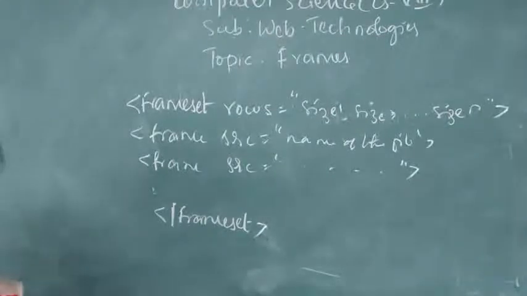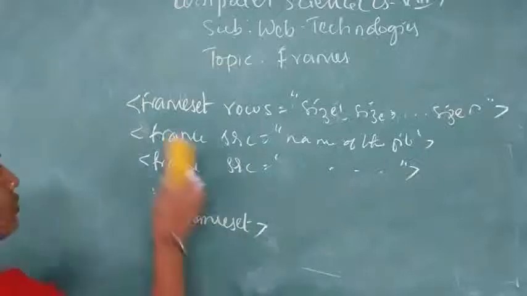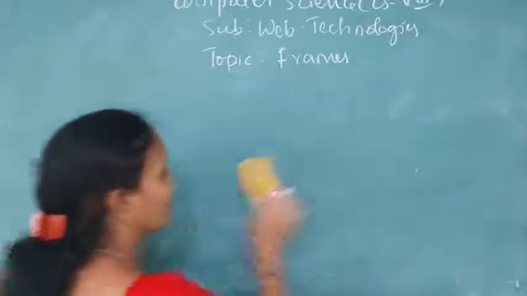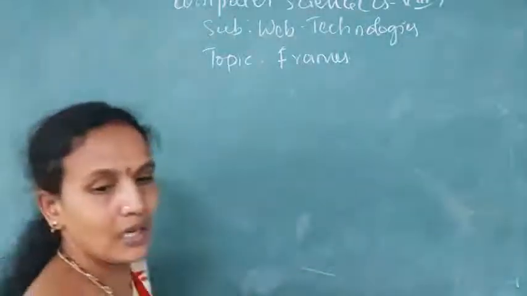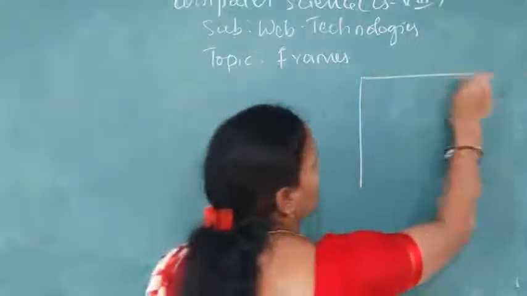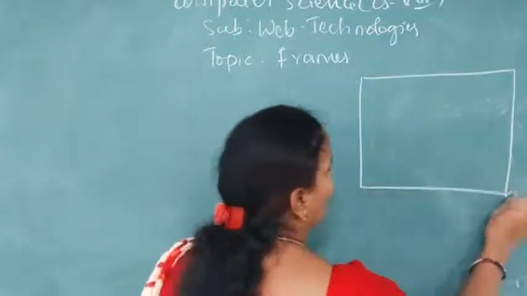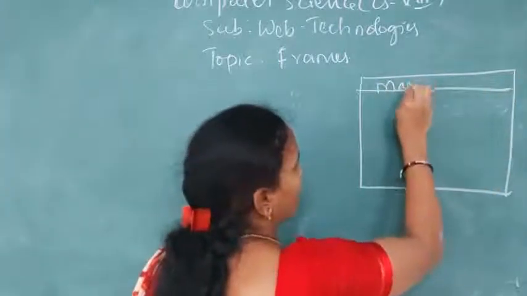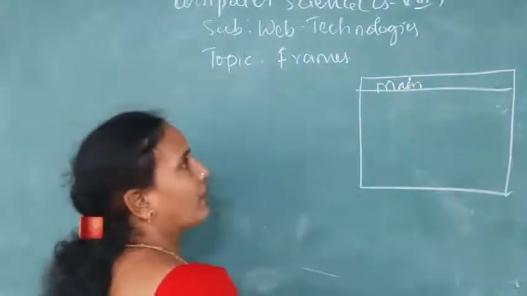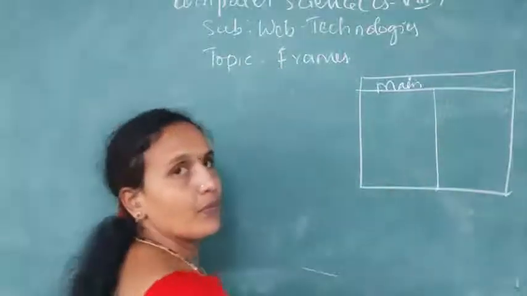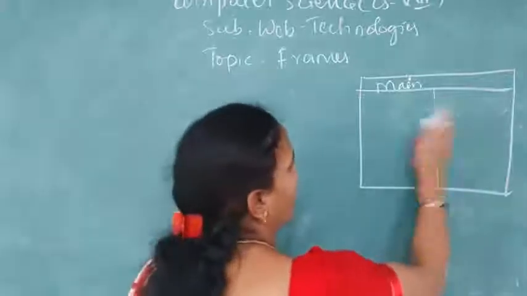Now, we will write an example program so that you will get a clear picture of the frames concept. First, I will give you the output, and according to the output, we will write the code. This is your browser window, and its title is main file. We are dividing this browser window into 2 columns. Okay, 2 rows will be better.